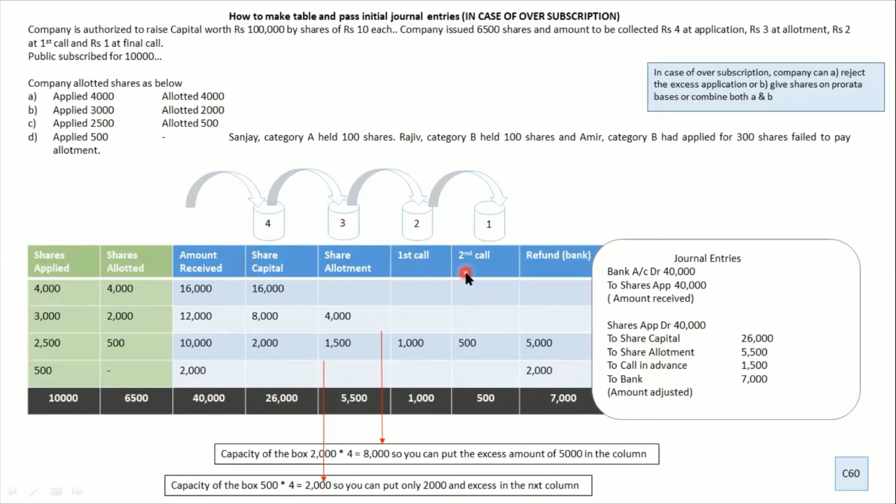Now the first call and second call, as per the accounting term, we have to use call in advance and club this figure and write 1500. Refund is nothing but reversing your bank entry, the initial entry. So you write to bank and you get 7,000. This is how you make your table and pass the initial two entries. The use of table will become more prominent when there is call in arrears. Let's learn that as well.